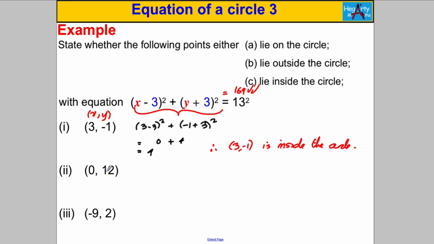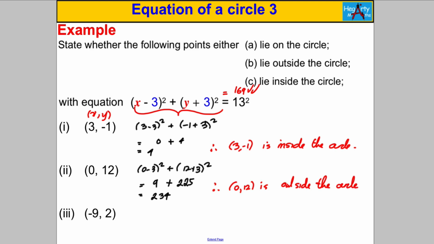Let's do the same for the next one. So we're going to say 0 take away 3 all squared, add 12, add 3 all squared. 0 take away 3 is -3, -3 squared is 9, so we're going to have 9. 12 add 3 is equal to 15. 15 squared, we should know that is 225, and 9 add 225 is going to equal to 234. 234 is bigger than 169, therefore we must know 0, 12 must lie outside the circle. Therefore 0, 12 is outside the circle.